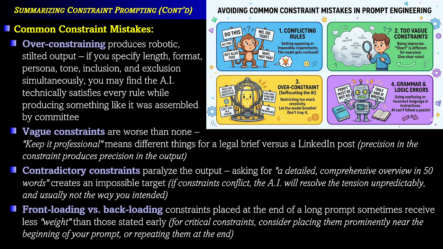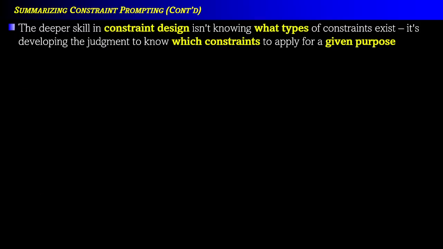And finally, what about front loading versus back loading? Well, the order matters a little bit. Constraints placed at the end of a long prompt sometimes receive less importance or less weight than those we stated earlier. For critical constraints, consider placing them prominently near the beginning of your prompt or repeating them again at the end to make sure that they are covered with the importance or the weight that they deserve.